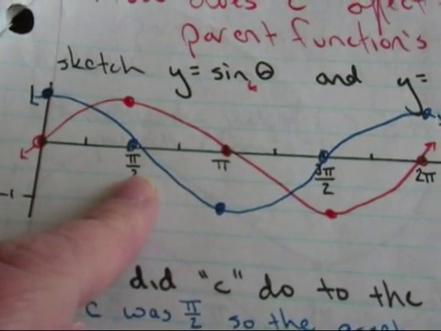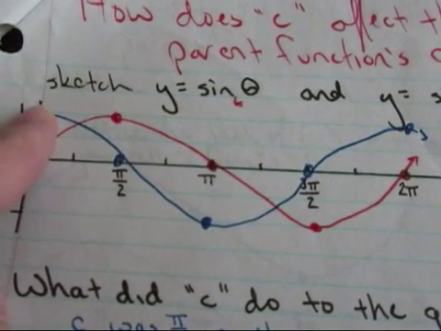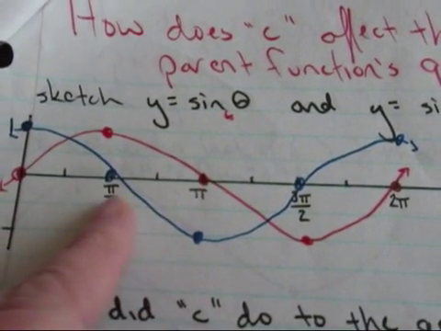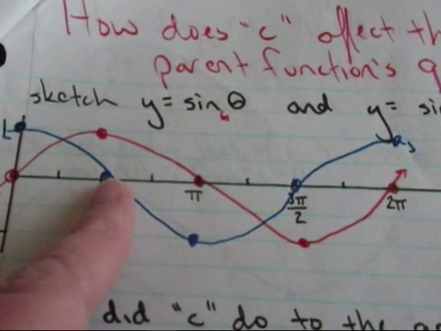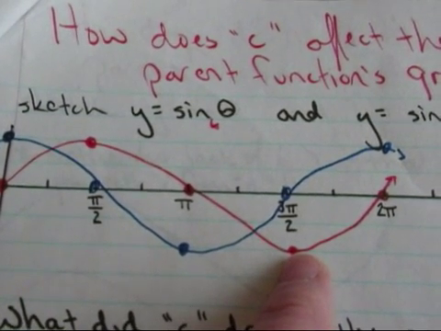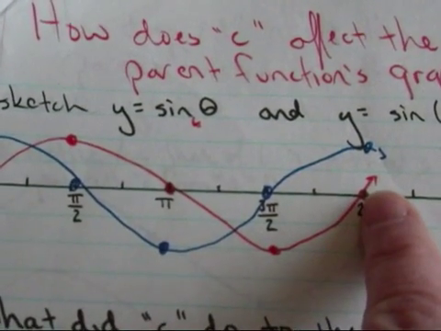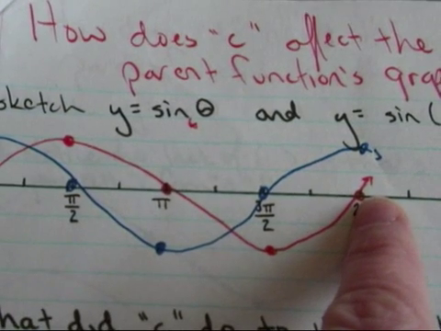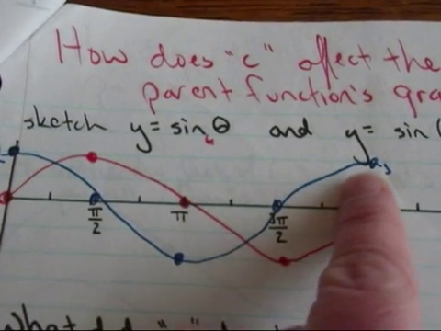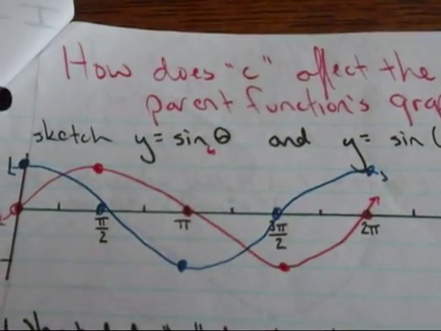So this maximum that was at pi over 2, minus pi over 2 is 0 radians, so the maximum would become at 0. This 0 that was at pi, minus pi over 2 becomes pi over 2, so the 0 is now at pi over 2 radians. The minimum, which had been at 3 pi over 2, 3 pi over 2 minus pi over 2 is pi, so it's now at pi radians. And the 0 that was at 2 pi, moving to the left pi over 2, ends up at 3 pi over 2. And so finishing out the pattern, we realize we need another maximum here at 2 pi, and so we get this child function here in the blue.